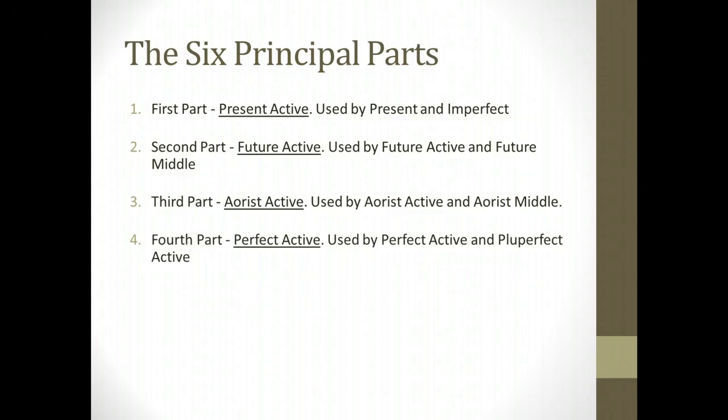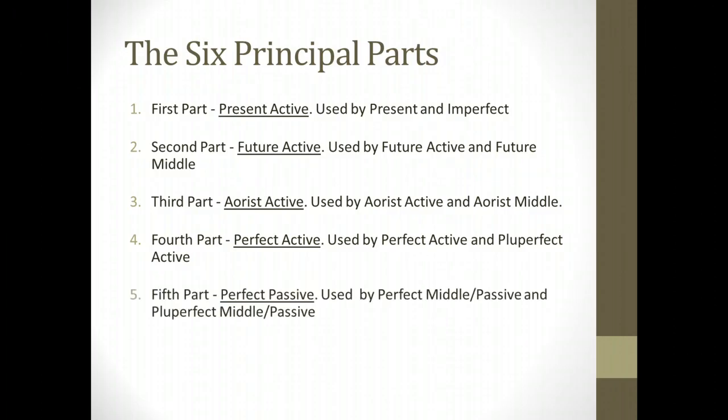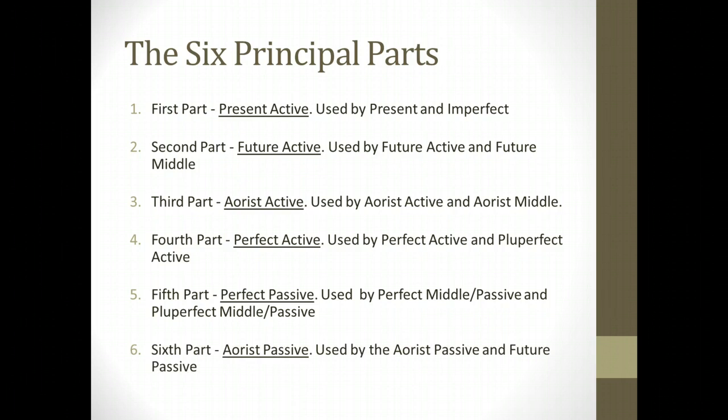The fourth is the perfect active, used by the perfect active and something known as the pluperfect active, which we'll be covering later on. The fifth part is actually your perfect passive. And then finally today, the sixth part is the aorist passive, and used by both the aorist and the future passive.